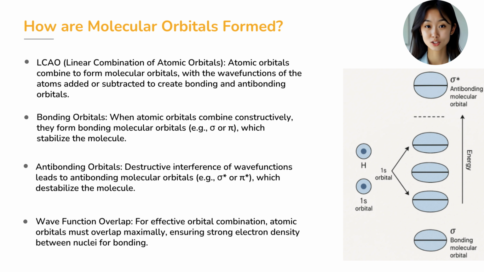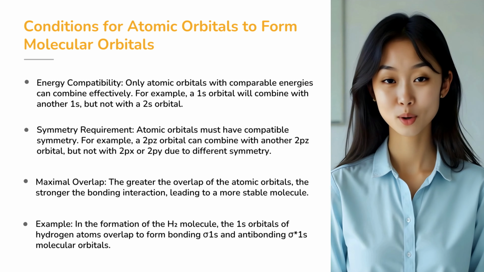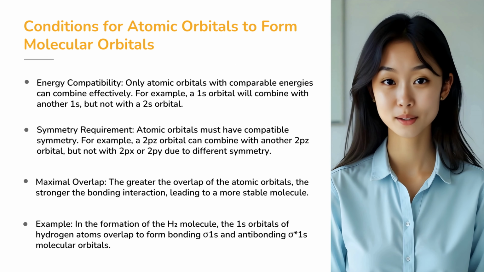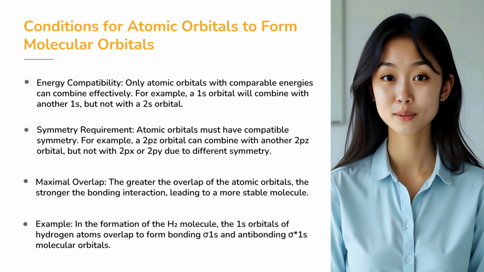In the case of H2, the 1s atomic orbitals of two hydrogen atoms overlap. This overlap forms two molecular orbitals, one bonding orbital denoted as sigma-1s and one antibonding orbital denoted as sigma*1s. The bonding orbital pulls the two nuclei together, stabilizing the molecule, while the antibonding orbital, if occupied, would push them apart.